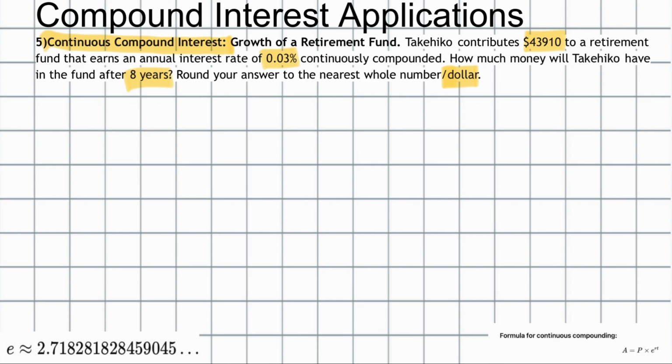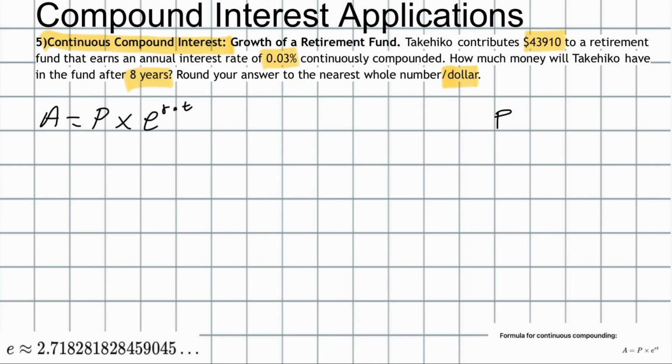Okay, so we are going to use the formula we have on the bottom, which is A equals the principal amount times the continuous rate value of change. So that will be e to the exponential power of rate times time, or years in this case. We're going to interpret this information.